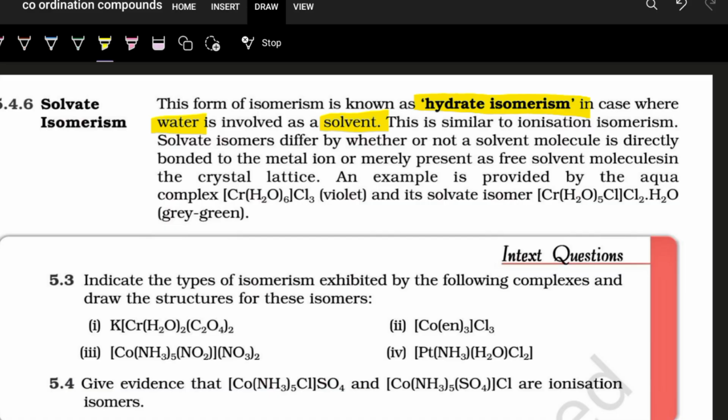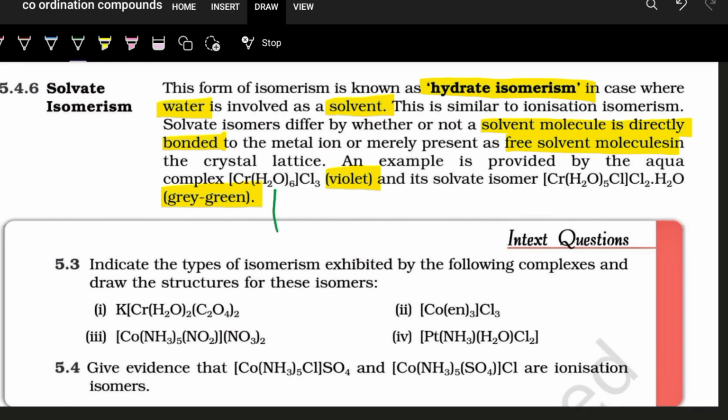So whether the solvent molecule is directly bonded, or it is just present as a free solvent molecule in the crystal lattice as water of crystallization. So this complex is violet in color. The color changes to gray-green. You may be asked the reason behind it. When it is violet in color, the H2O molecule was present solely as a ligand, bonded to the central Cr atom.